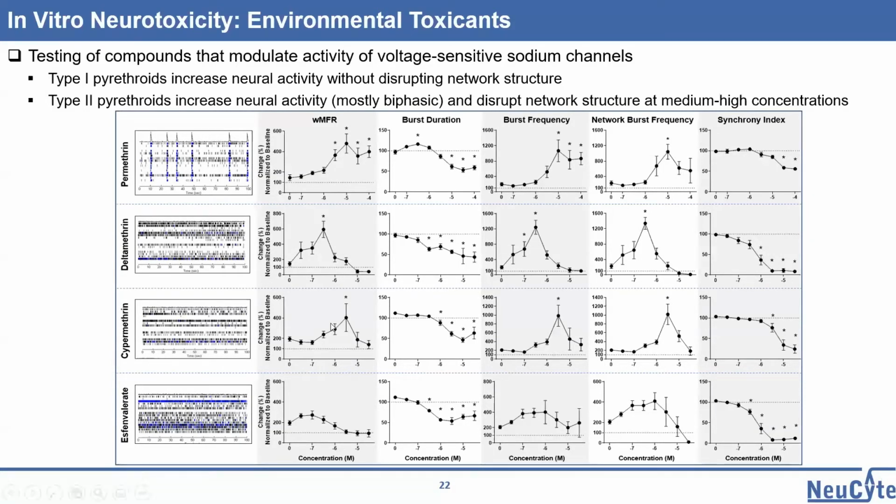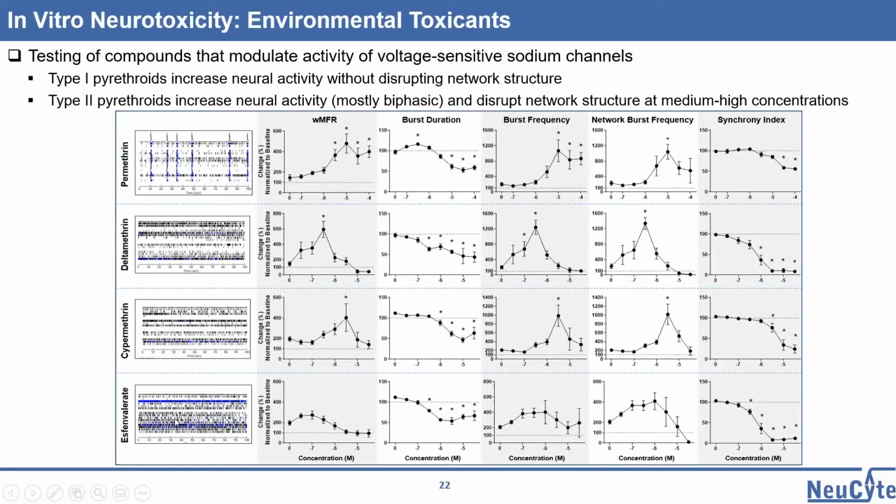We can already distinguish them by looking at the different parameters that are informative about our network activity. We can, for example, see that we have an increase of firing in the type 1 pyrethroids, but a decrease in the burst duration compared, for example, to dieldrin that acts on GABA receptors in the previous slide. But for the type 2, we actually see a biphasic response in most of the parameters, as well as a reduction in burst duration, but also, very strikingly, a complete disruption of the network structure, which is reflected in the complete lack of synchrony.